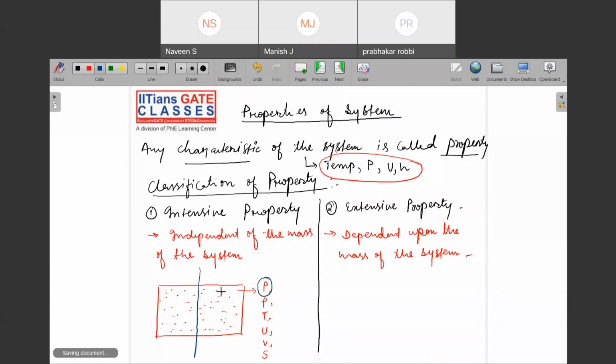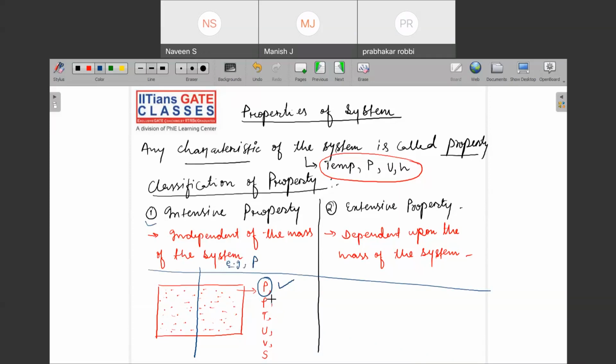When you have divided the system into two equal parts, can you feel that the pressure will remain the same? Why? Because pressure at any point in this system will remain the same. Even if you pick a small amount of mass from this point, the pressure of that particular mass will again be the same. So pressure becomes an intensive property. I am helping you first with what are intensive properties. If it is an extensive property, I will write it here. So can I write that an example of an intensive property is pressure?